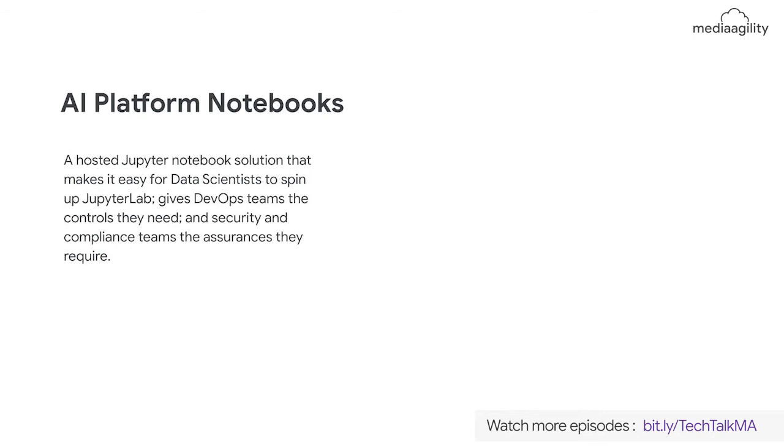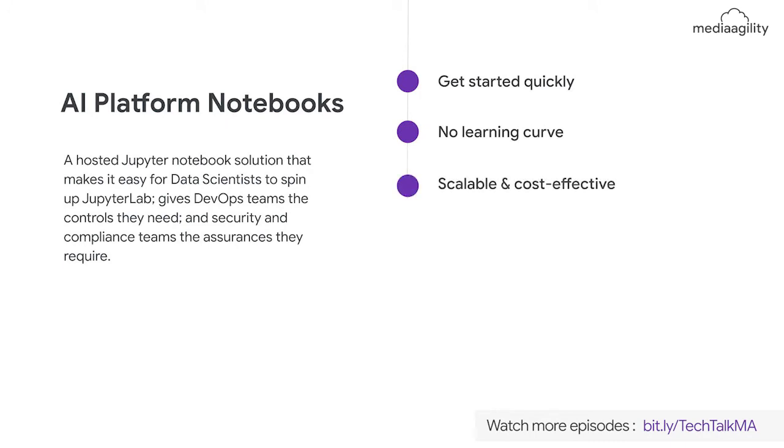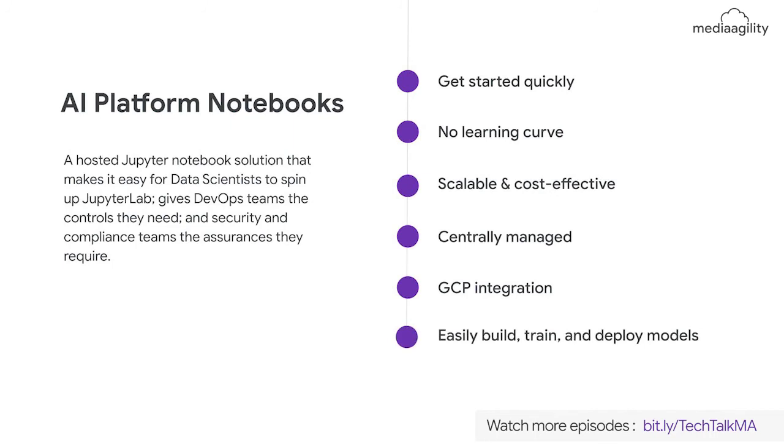Google AI platform notebooks are quick to start with. There's no learning curve because you're using the same JupyterLab environment that you would be using on your own machines or on your own clusters right now. They are centrally managed, so your DevOps team can get full control, and they have state-of-the-art security and authentication built in, so your security teams can rest assured that you're using top-notch security standards.